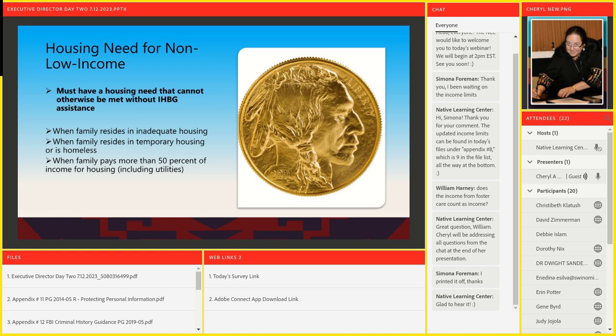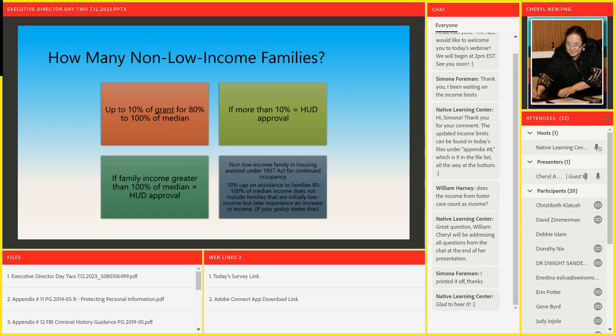HUD's going to review those, but if it's reasonable, I have actually seen families wishing to reside within the pueblo, within the rancheria, or within the reservation. They don't want to go off onto non-tribal lands. You can build that in as part of your criteria also. So how many low-income families?